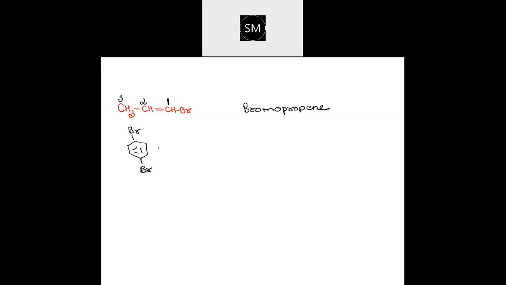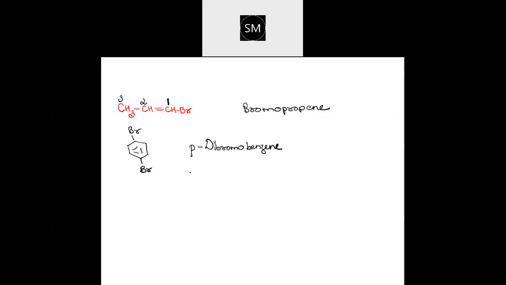Very good. Correct. So for the common name, the position is 1 and 4 position, no? Opposite position. So that is para position. After writing para, what you are supposed to write? 2 bromines are there. So dibromo it should be. So don't miss that di there. So para dibromobenzene.